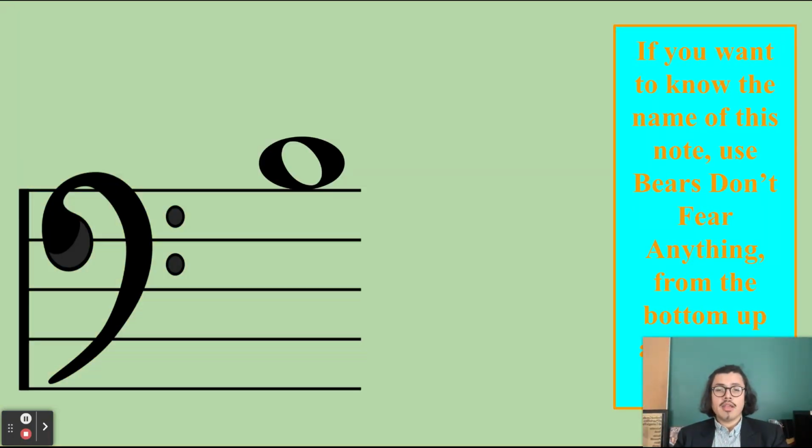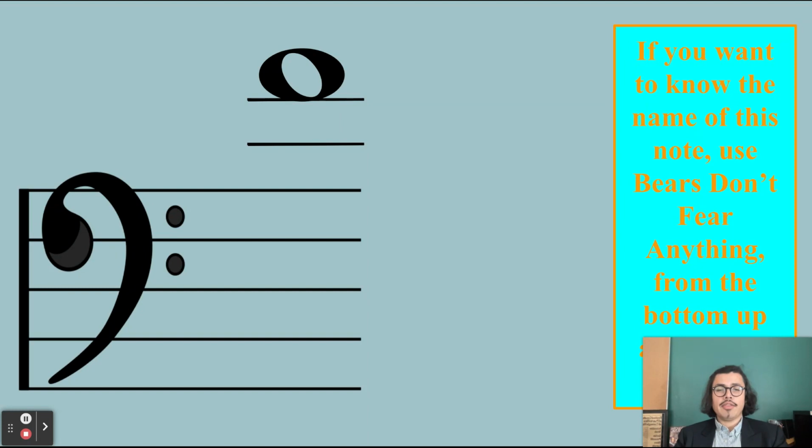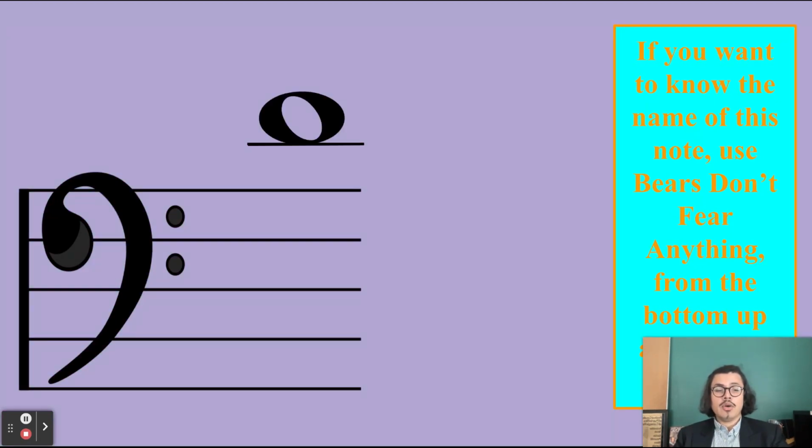Next, we're going to go with bears, B. Okay, that's easy. What about this one? Bears don't fear, you stop right there, because that's where the note is. So this note starts with an F, because fear starts with an F, the name is F, there you go. Next note, bears don't. So D for don't, this note is a D.